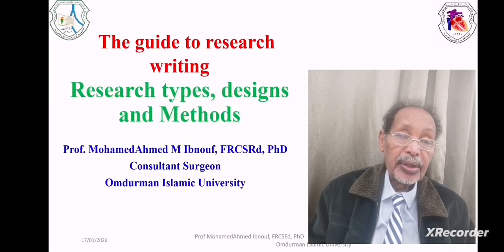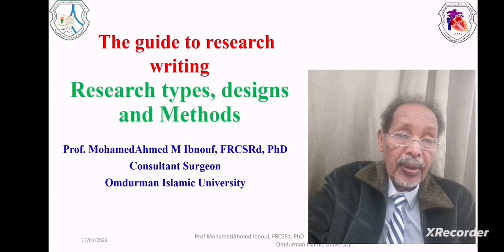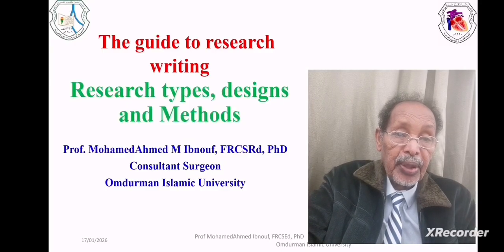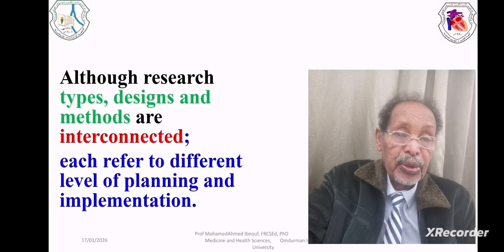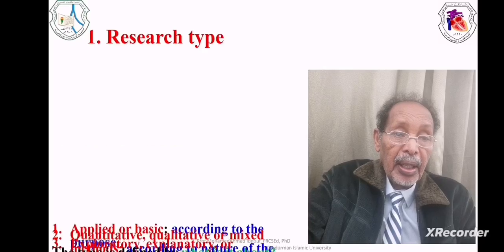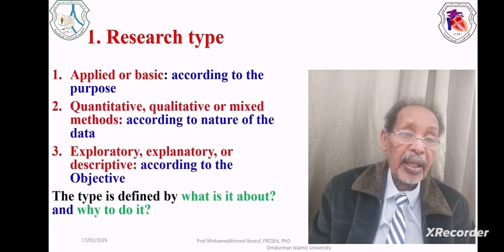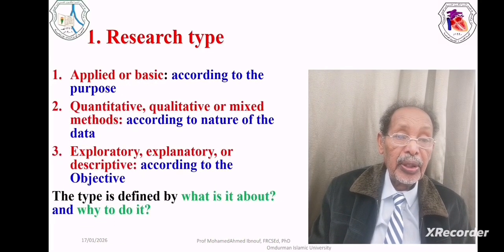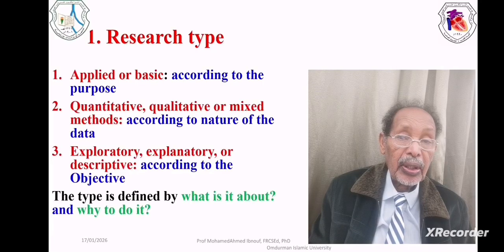And the first thing I will describe is the types. The research types are usually three types. These are classified according to the purpose, or to the type of data, or to the objectives of the research.